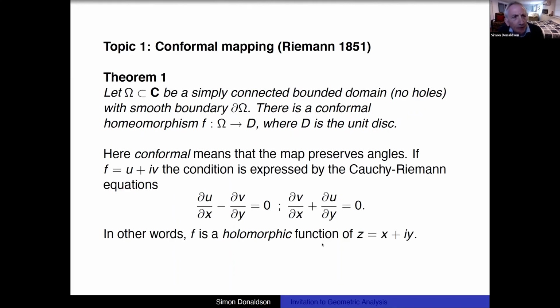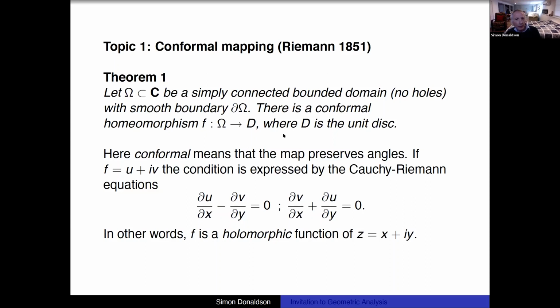So the first topic, this is something which many of you may have encountered. It's a version of what's called the Riemann mapping theorem. And this goes back to Riemann almost 200 years ago. We're considering a domain in the complex numbers, in the plane, a bounded domain and simply connected, so no holes, not an annulus or something like that, and with a smooth boundary. Then the statement is that there's a conformal homeomorphism from this domain to the unit disk.